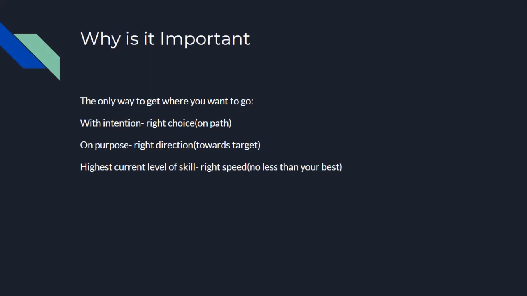And then the highest level of current skill, that highest level of effort that we talked about, is the speed that you're going to get there. So if you're giving less than your best, you're slowing down. And if you're giving that intentional level of skill and effort, you're going at the fastest speed possible to get to your destination. You're pushing, you're striving, you're outside of that comfort zone. And that's what's going to get you there the fastest. So that's your speed parallel.